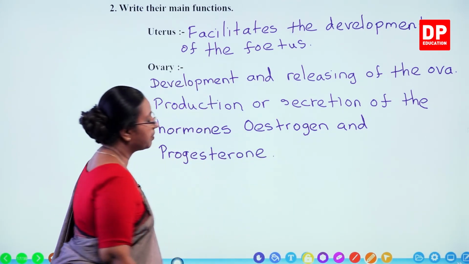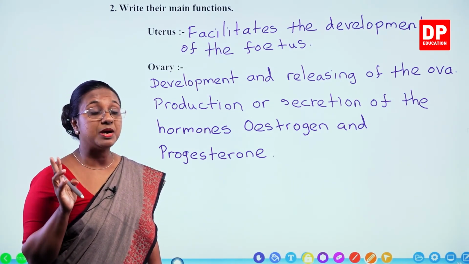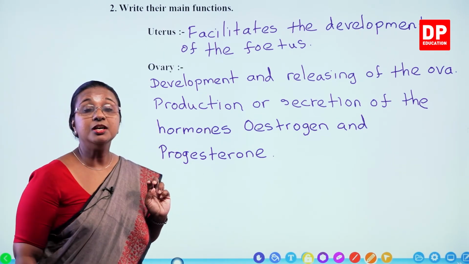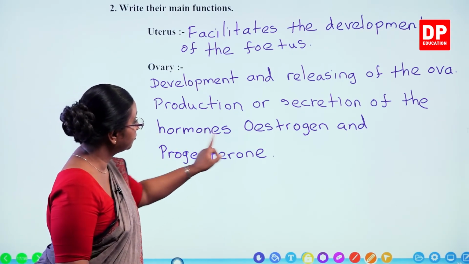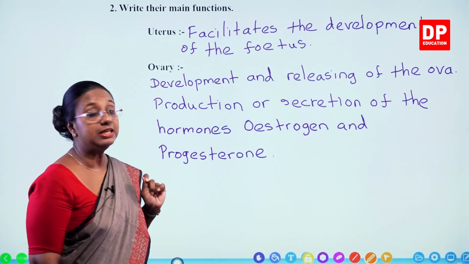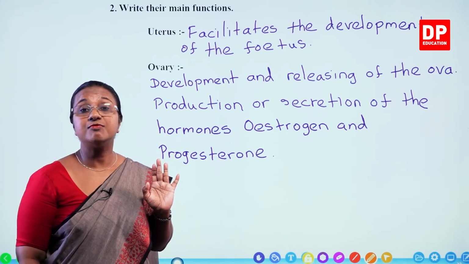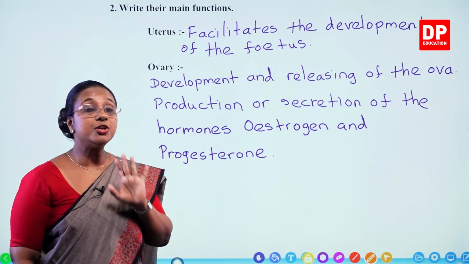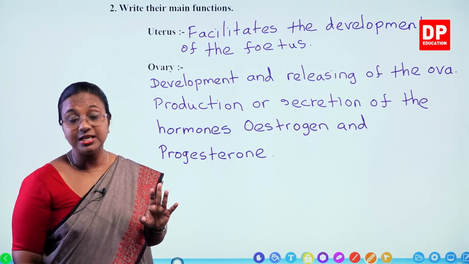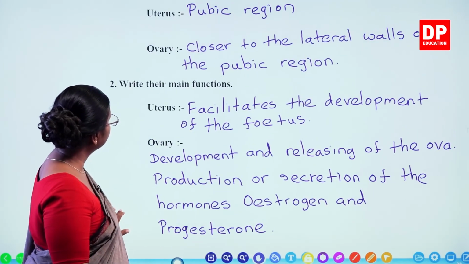The two important hormones. There are two more, LH and FSH, but they are produced by the pituitary gland. You all have to remember that. 4 hormones are related to the female reproductive system. Out of those, estrogen and progesterone, the lipid hormones, are secreted by the ovary. But the LH, luteinizing hormone, and FSH, follicle stimulating hormone, are not produced by the ovary. They are secreted by the pituitary gland. You all have to remember that, students. So I am sure you would have answered these correctly.